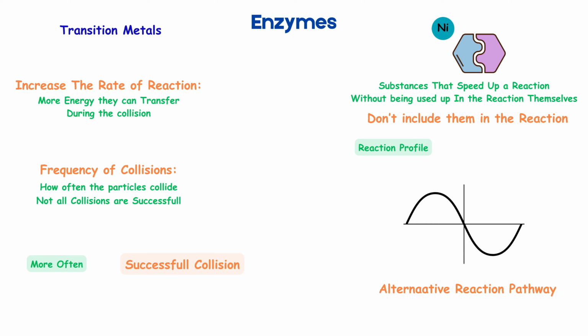To understand how catalysts work, we can refer to a reaction profile graph, which shows the energy changes during a chemical reaction. The peak of the curve on the graph represents the activation energy, the energy needed for the reaction to occur. A catalyst works by lowering this activation energy, offering an alternative reaction pathway that requires less energy. As a result, a greater proportion of the particles will have enough energy to react when they collide, which increases the number of successful collisions and speeds up the overall reaction.